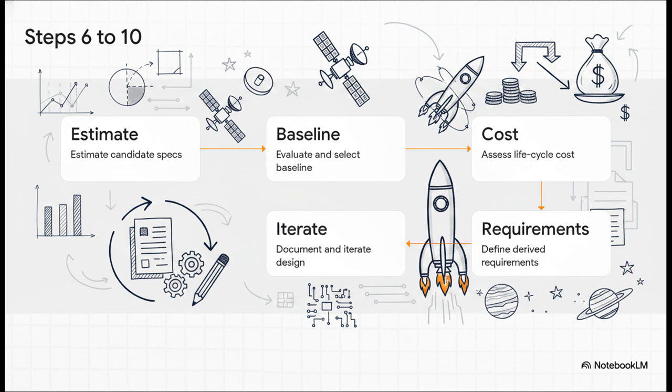Step 6, estimate candidate characteristics. 7, evaluate and select a baseline. 8, assess life cycle cost. 9, define derived requirements. And 10, document and iterate. This is where the really hard choices happen. Engineers have to match their dream performance against the brutal realities of cost, mass, and power constraints.